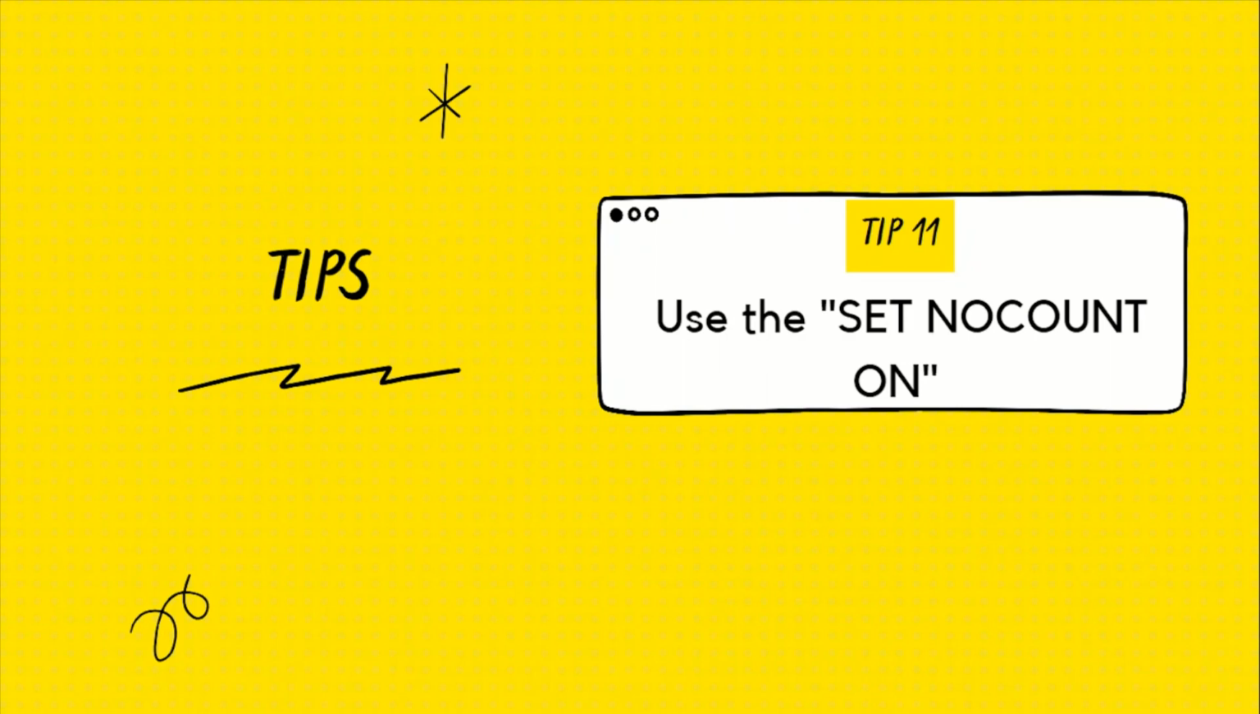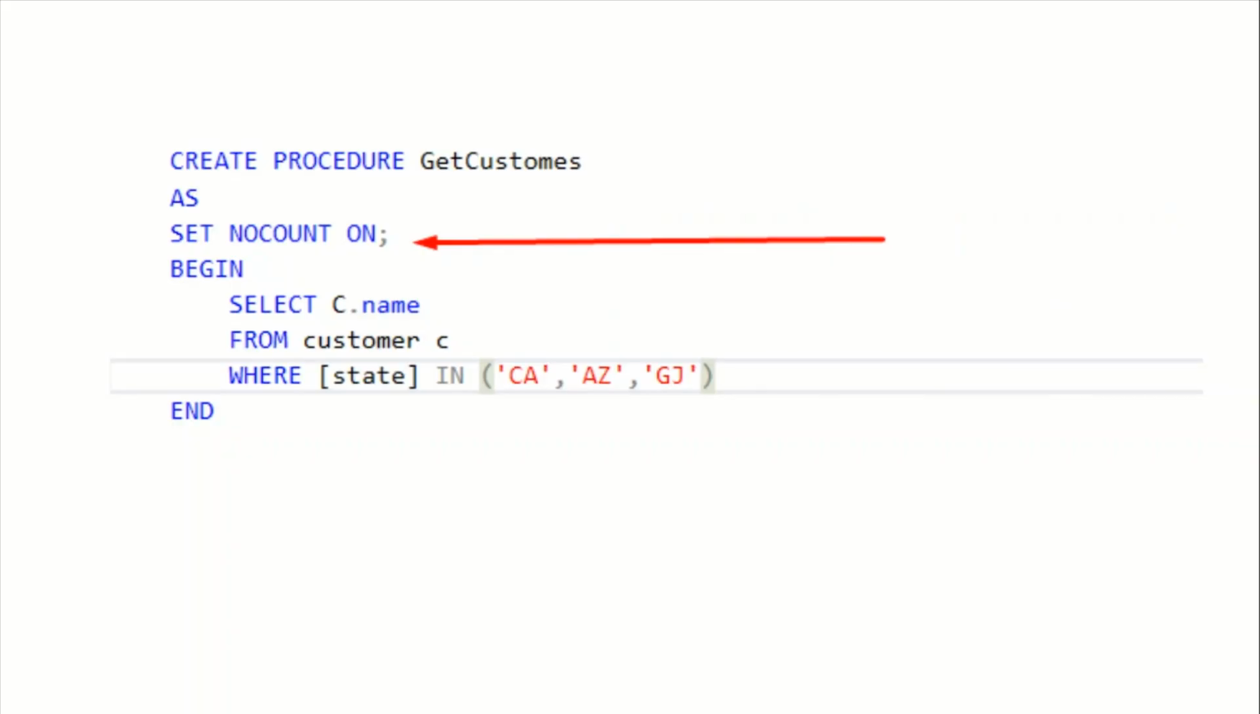The last tip is to use SET NOCOUNT ON. By that, SQL never tries to count how many rows are affected and display that. By this, you can get quite a performance improvement. In this screenshot, you can see the syntax of SET NOCOUNT ON.